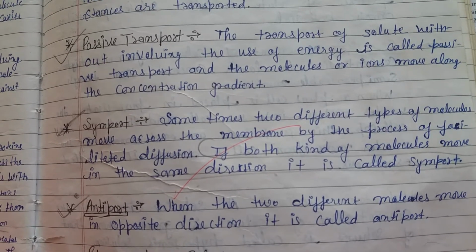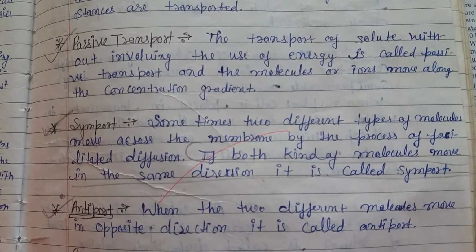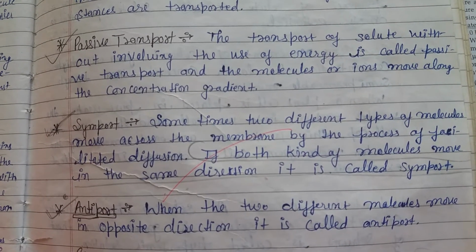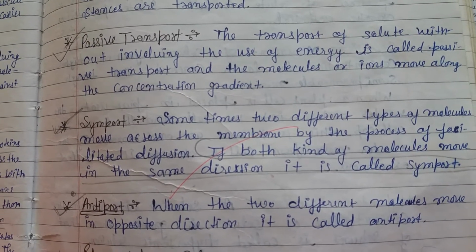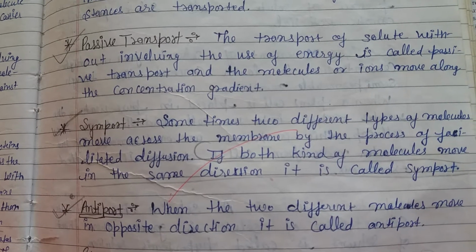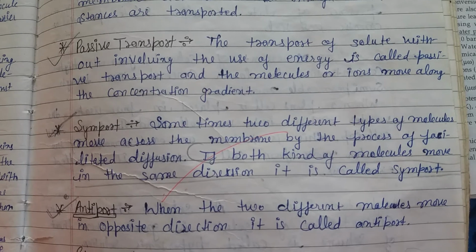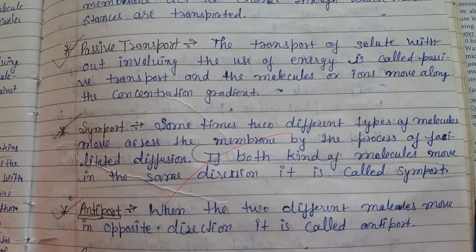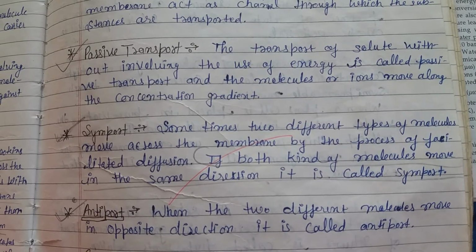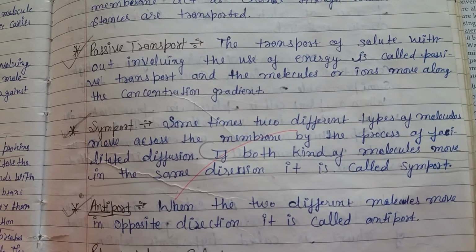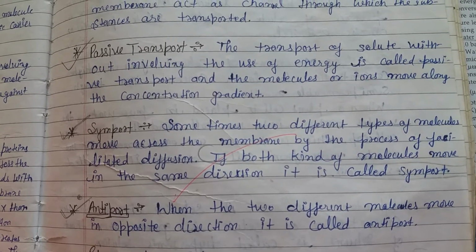Now here are two terms, symport and antiport. What is symport? Sometimes two different types of molecules move across the membrane by the process of facilitated diffusion. If both kinds of molecules move in the same direction, it is called a symport. Same means same. If both molecules move across in the same direction, they are known as symport. Antiport, when the two different molecules move in opposite directions, it is called antiport.